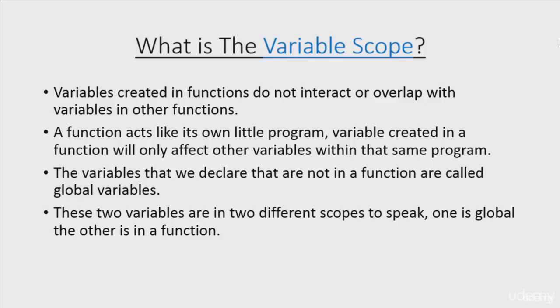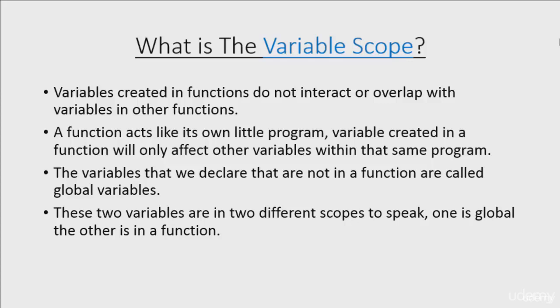JavaScript treats each function like it has its own program and its own variables that are in their own separate universe. Each function has its own scope, so to speak. Let's run an example so you can see how this actually works. The variable scope inside the function will only use and affect the variables within that function.